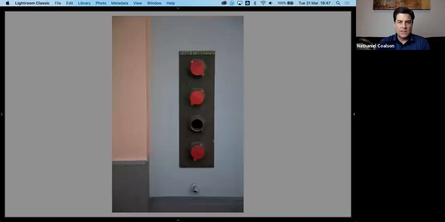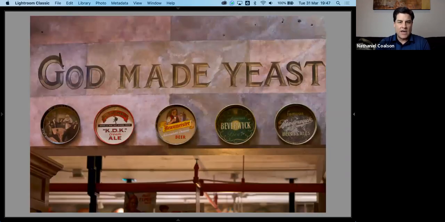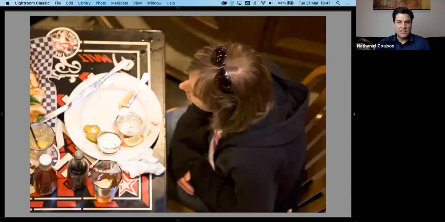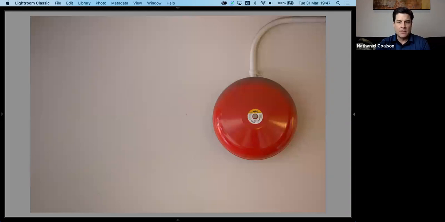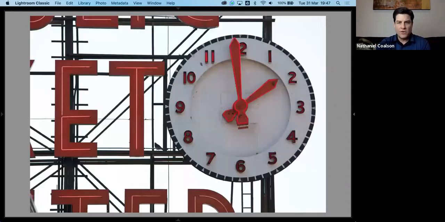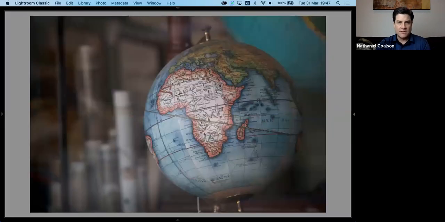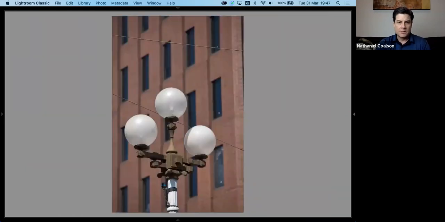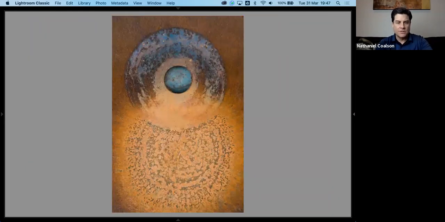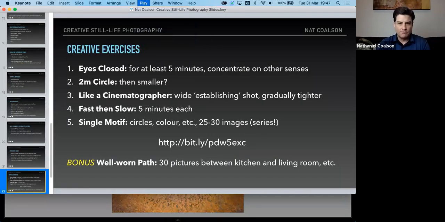Now, by doing this, what you're doing is training your eye to identify the motif, right? And in this case, the motif is a shape, but it doesn't have to be a shape, right? The idea is that you set yourself a goal or decide your motif, and then take 20, 30 pictures, do a series just of that theme. Okay, so that's my circles motif, but you can come up with any kind of different subject matter for that.